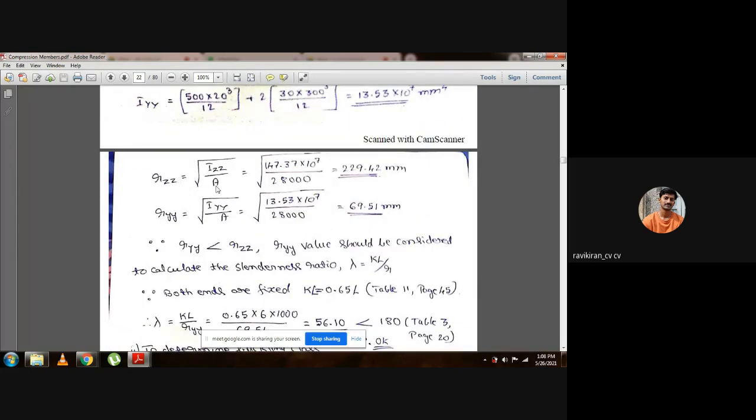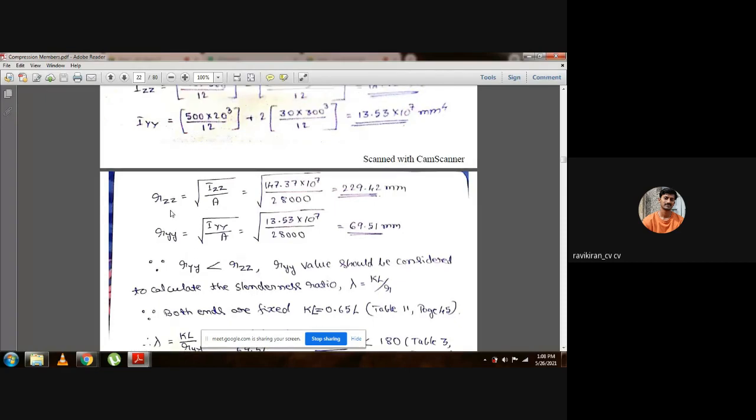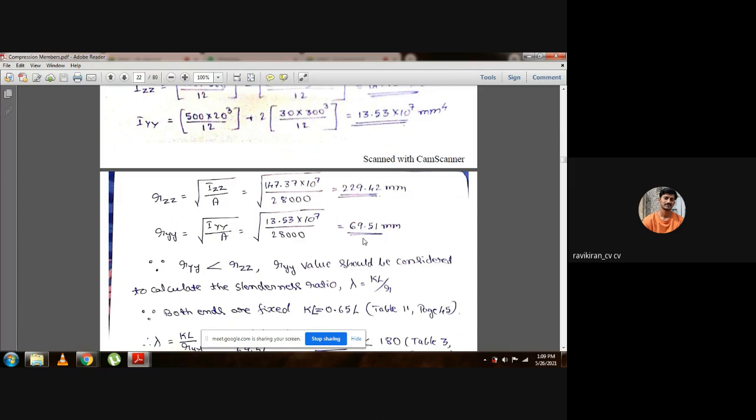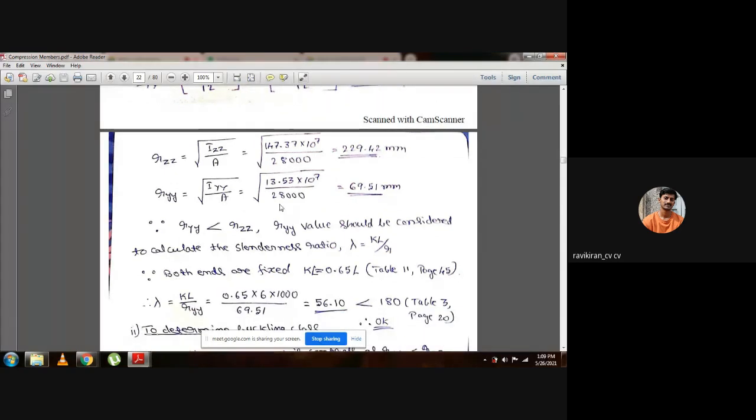Next, how to calculate radius of gyration? That is square root of I by A. If you want in terms of ZZ direction, you should use IZZ value. In terms of YY plane, you need IYY value you should use here. So why we are doing this? We need to check in which plane we are getting lesser value, or in which plane it tries to fail first. Okay, so in YY direction we got 69.51 millimeter, and in ZZ plane we got 229.42 millimeter. So obviously, if we compare these two, RYY is less than RZZ.